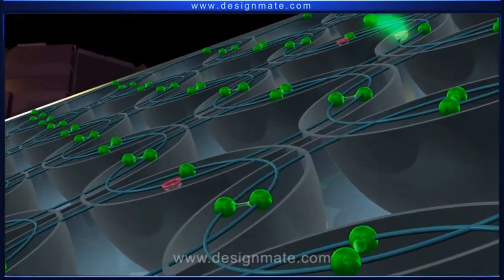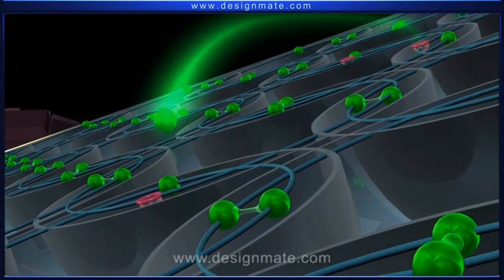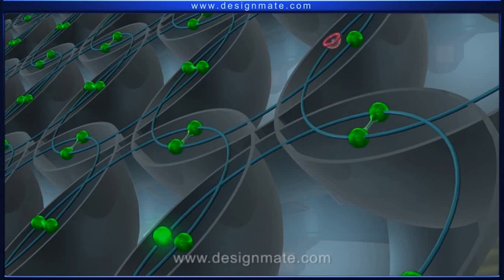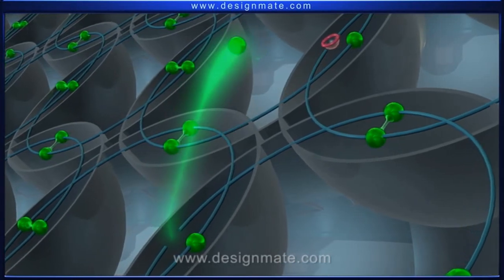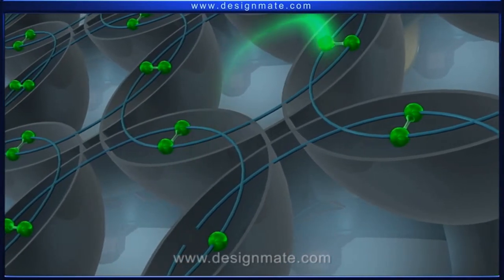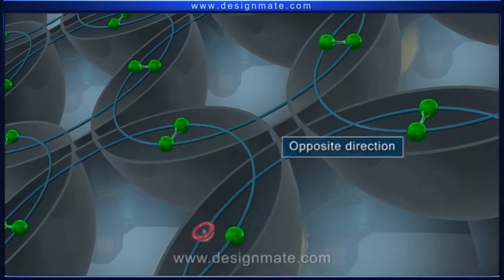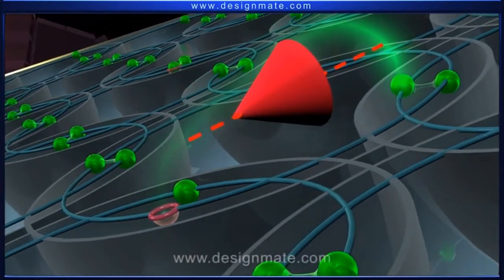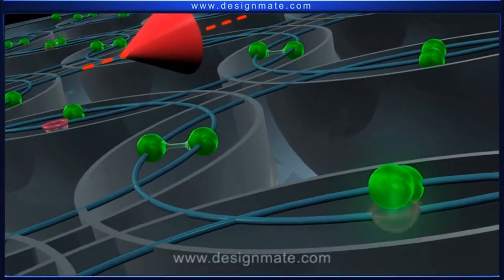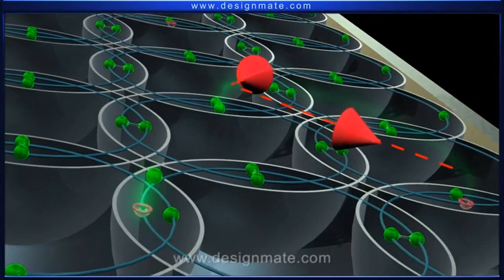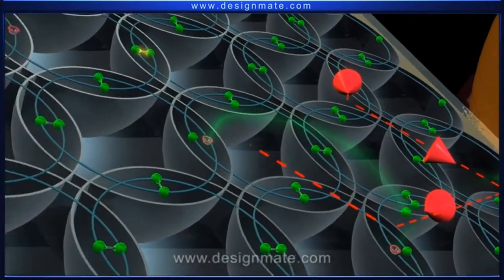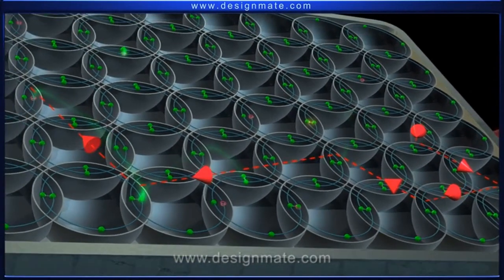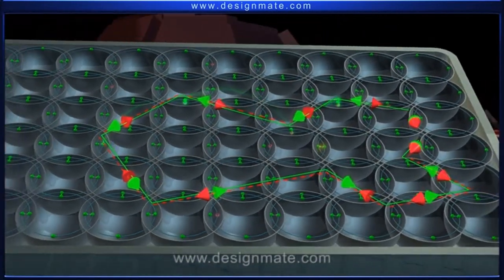A hole is filled by an electron of the neighboring atom, leaving behind another hole at its site. We can say that while the electron moves in one direction, the hole appears to move in the opposite direction. Similarly, an electron from another covalent bond settles into this hole, creating a hole at its origin. This process continues, and we can say that the hole, acting as a charge carrier, is moving freely from one atom to the other in a direction opposite to that of the electron.